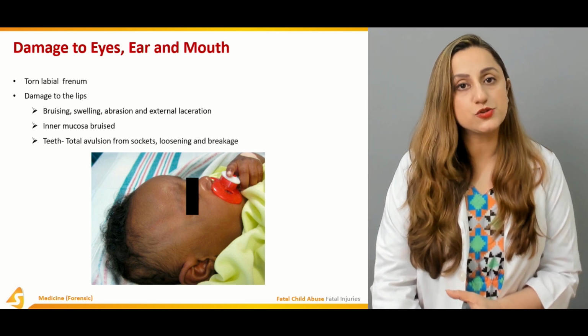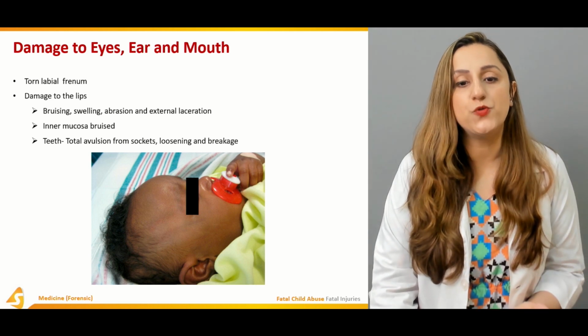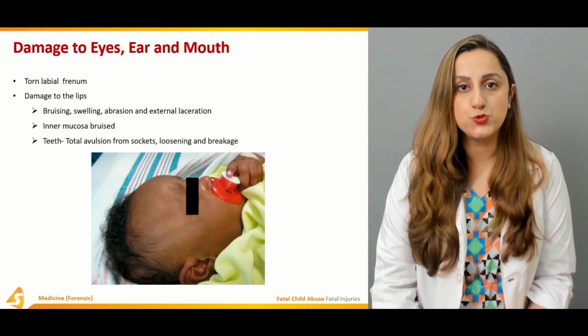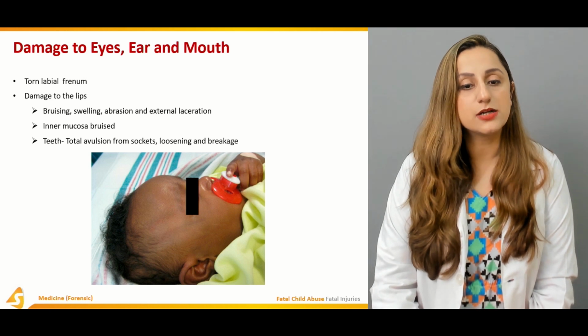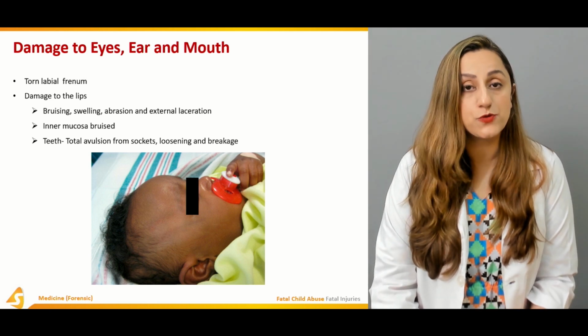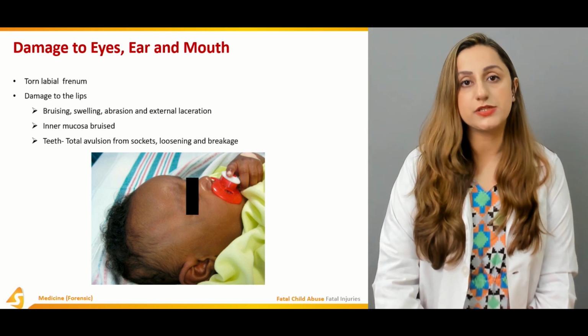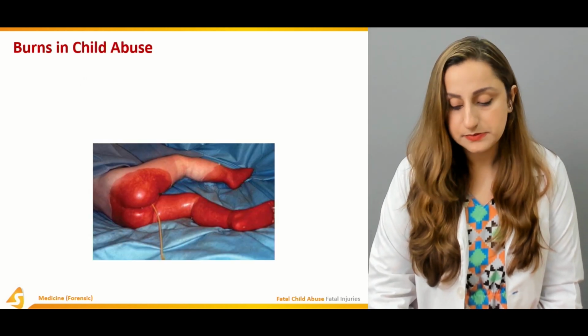Damage to the lips is also observed if there is swelling, bruising, or external lacerations. The inner mucosa is sometimes bruised in a lot of cases. Total avulsion of the teeth can be found from the sockets. There can be loosening of the teeth, and breakage of the teeth can be observed in such a case.